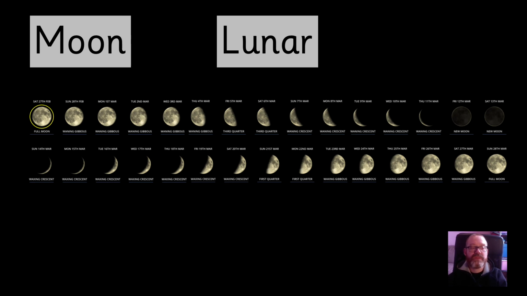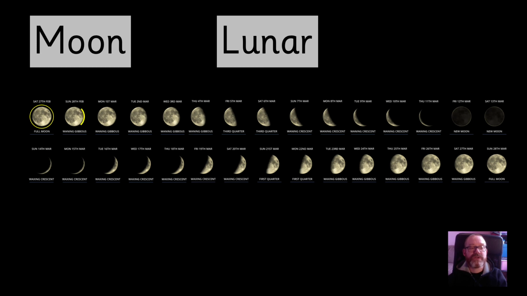So when the moon is a full moon, it's like a complete circle face that we can see. Remember that it's actually a sphere. And on Saturday the 27th of February, so about a week ago, it was a full moon. And so if you'd have looked up at the sky then, the moon would have looked like a big circle in the sky.